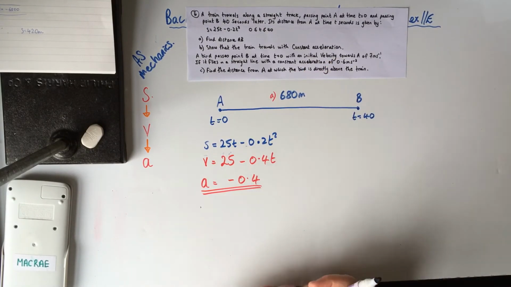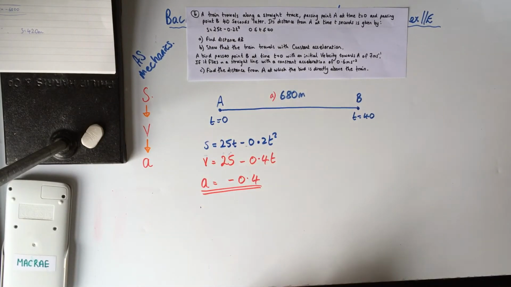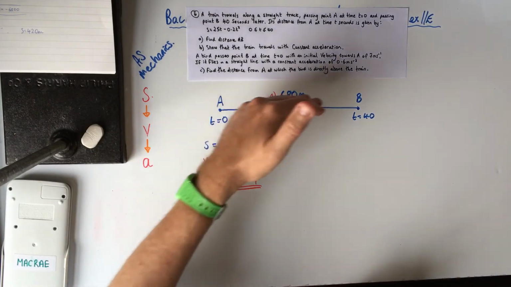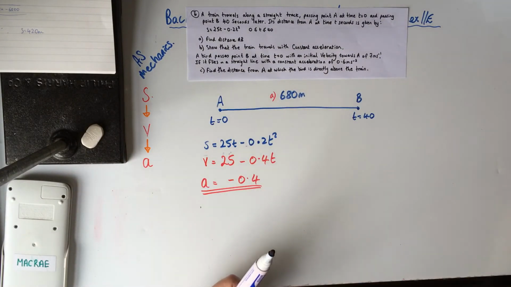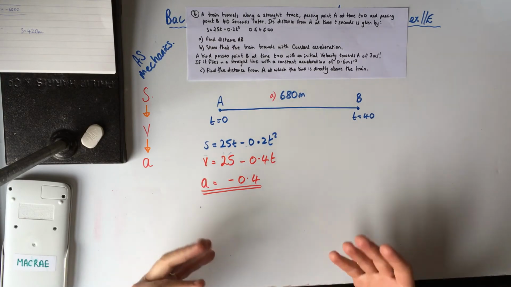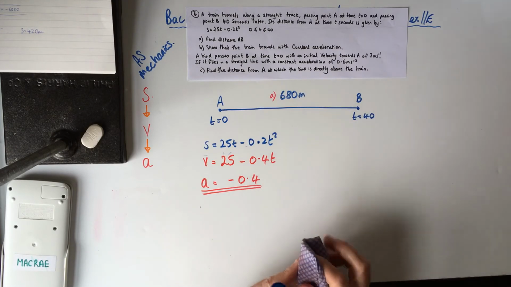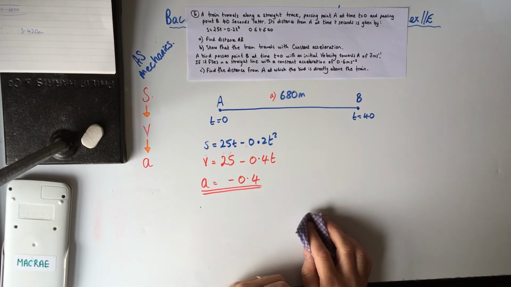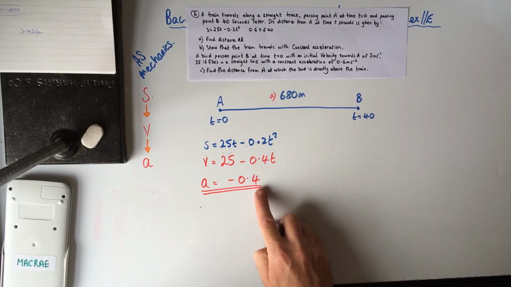It's a negative number, which means the train is actually decelerating. It's slowing down, but it's a constant deceleration. And of course, a deceleration is an acceleration. It's a change in speed with time, whether that speed is increasing or decreasing. We sometimes conveniently call this negative number a deceleration. So we know the deceleration is minus 0.4, and we've shown that it's constant because we just get a number.